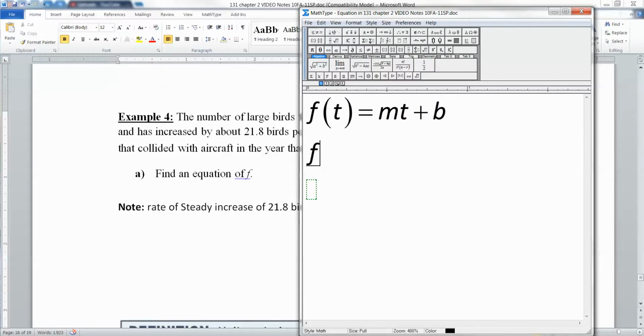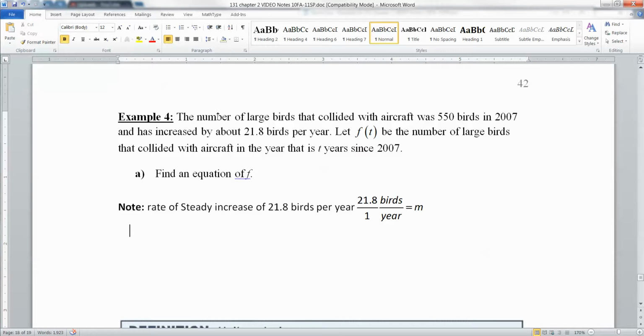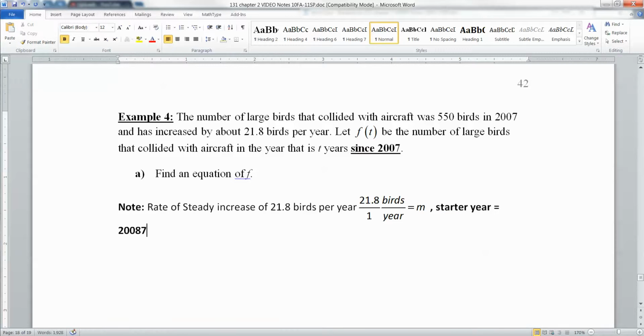Now we already know that the slope is 21.8 because they gave it to us. Plus, and then all we need to do is figure out what our starter year is. Well, let's see. Did they give it to us somewhere in here? Yep, right there. See that? That's your starter year. So a couple things to note. You have a rate of steady increase. That's your m. Your starter year is 2007. Okay, so that's going to be good for us.